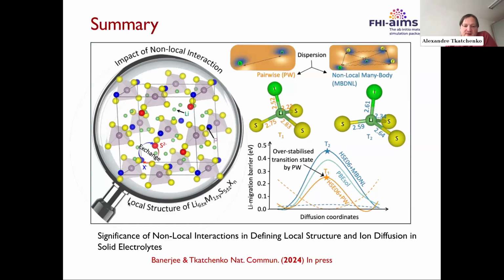We saw that the really important thing to get right is the local structure of these materials, not just the global unit cell, which is what most people focus on. In particular, the local structuring of sulfur and lithium ions can change quite a lot in the pairwise treatment of dispersion interactions versus the MBDNL treatment of dispersion interactions. Once again, this work will be published soon in Nature Communications.